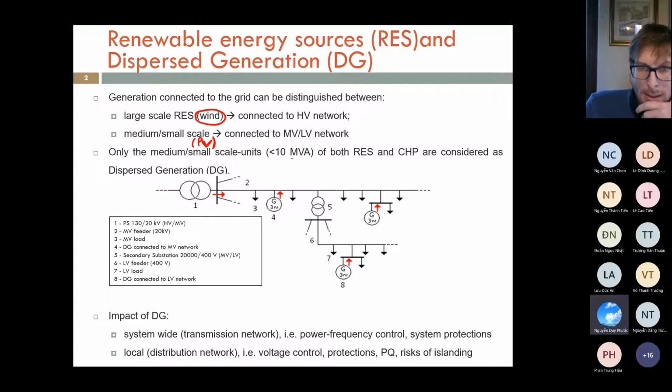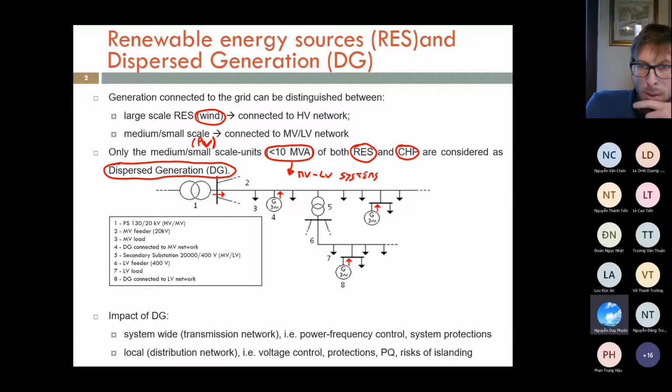At least in Italy, as I told you, what are called dispersed generation are the units lower than 10 megavolt ampere, which are normally connected to the medium voltage or low voltage systems. Within the dispersed generation, you could have RES, but you could also have CHP.